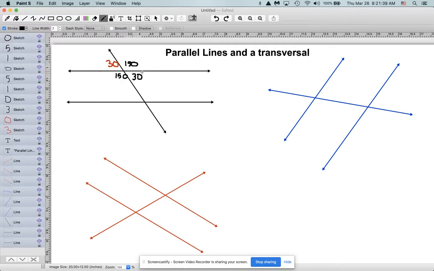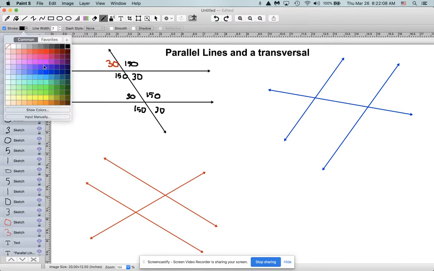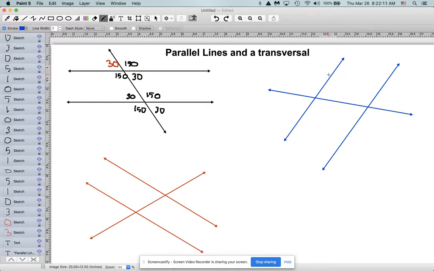And again, if this line here is parallel to this line here, these 4 angles are the exact same measure. In other words, this one would be 30. This one would be 150. This one would be 150. And this one would be 30. If you look at the pattern, it just zigzags down: 30, 150, 150, 30, 30, 150, 150, 30.